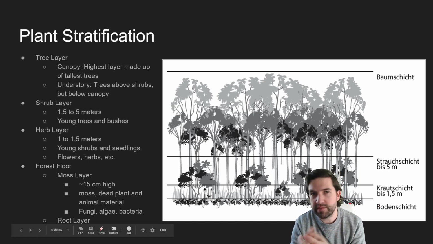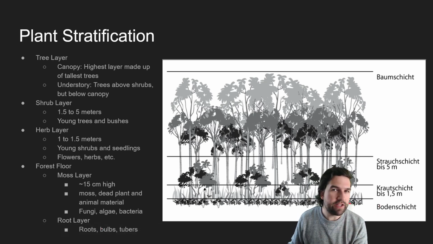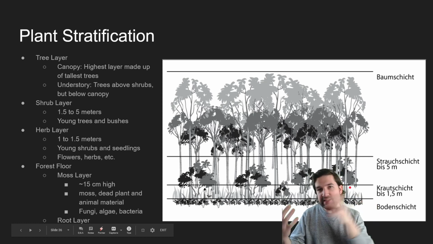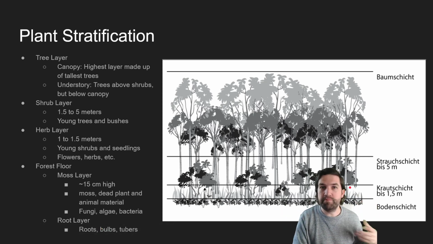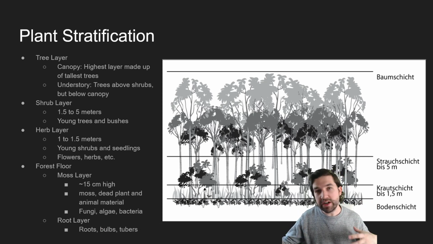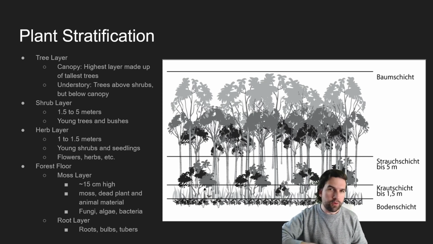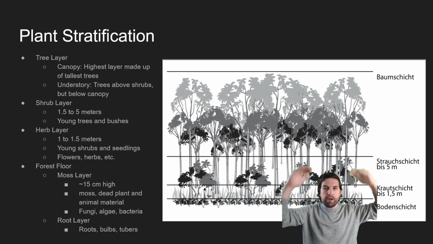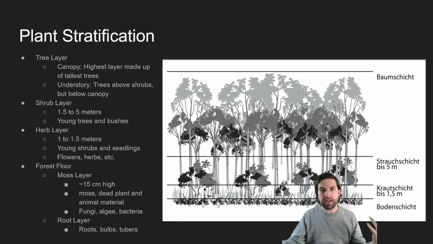This usually consists of things like moss or lichen. It's usually no more than 15 centimeters or so high. It's got dead plant materials, like animal bones, things like that. This is also where your funguses, your mushrooms, and any bacteria are. And right under that is our root layer. So this is roots and bulbs and things like that that are just starting to poke out of the top of the surface. And so thinking about the layers of everything is going to help us put this together.